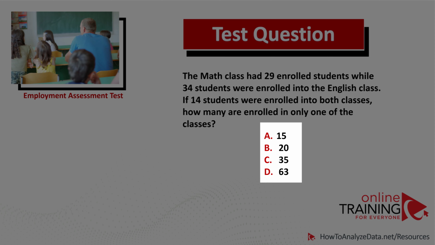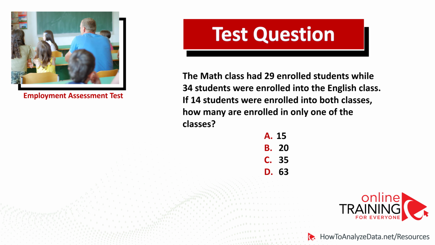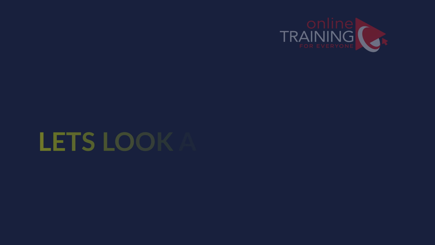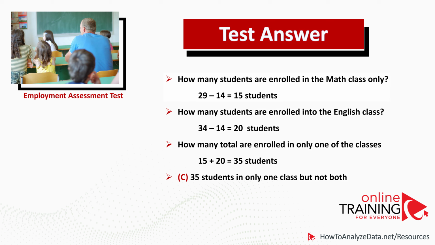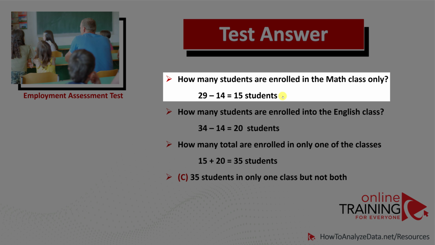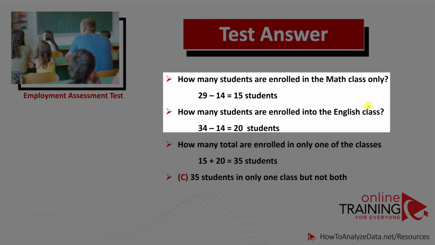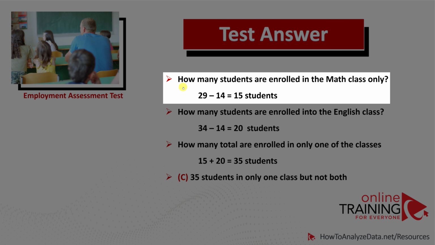Do you think you know the answer? Let's see if we can get to the correct answer together. To solve this challenge, we need to understand how many students were enrolled into the math class only, and then into the English class only. To calculate math-only students, we need to subtract 14 from 29, and we'll get the number of 15 students enrolled into the math class only.